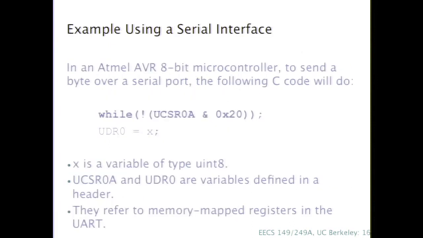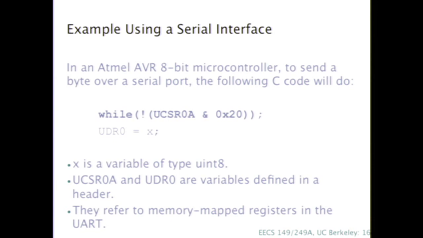All right? Now, I'm going to sort of torture you with some real low-level programming here. Here's a little snippet of C code. It looks like a sort of magic incantation. What is this while not UCSR0A and 0x20? What's that while statement doing?